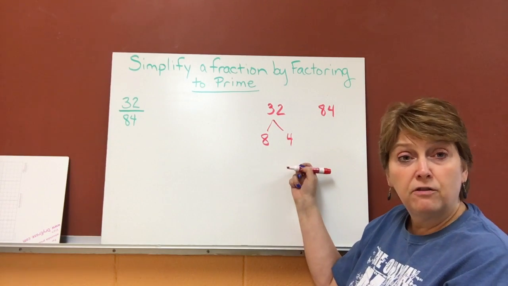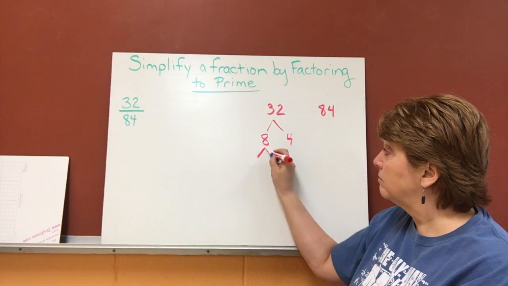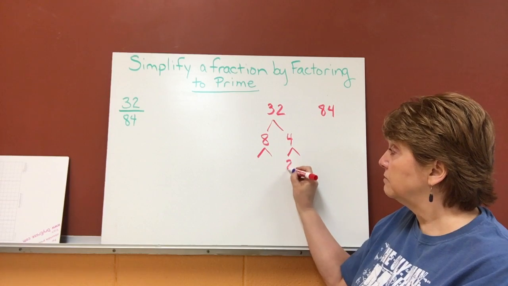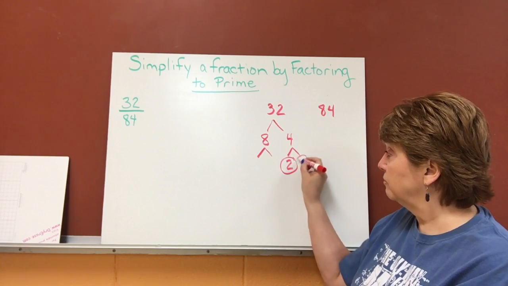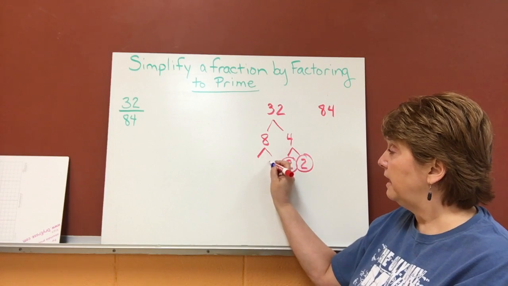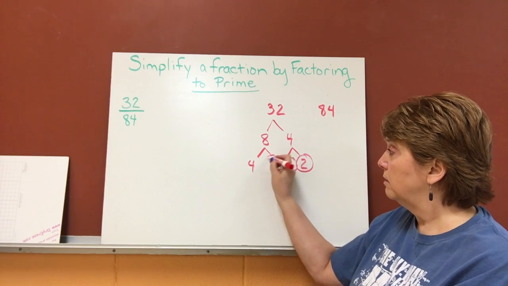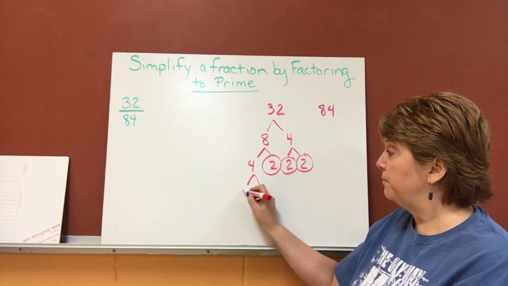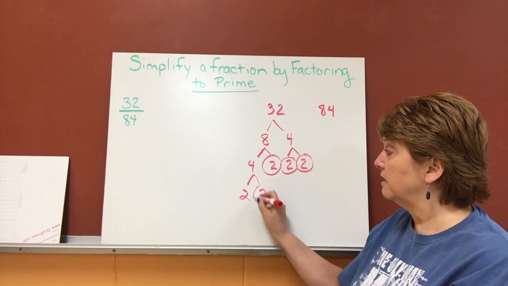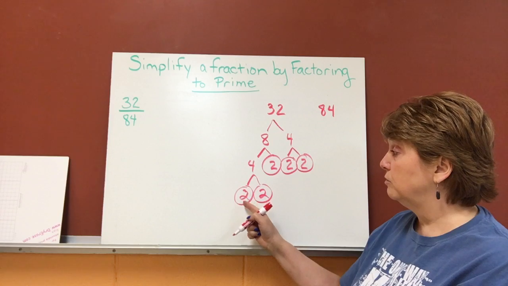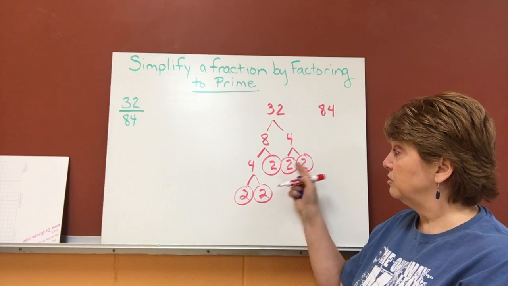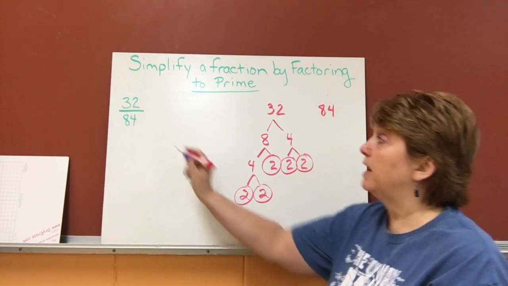And 8 and 4, neither one are prime, so we have to keep going. 4 is multiplied 2 times 2 to get 4. So this we have factored completely on this side. And 8 we have 2 times 4. 2 is prime, but 4 is not, so we have to factor it again into 2's. So that's a lot of 2's. 32 equals 2 times 2 times 2 times 2 times 2, which is 2 to the 5th power.